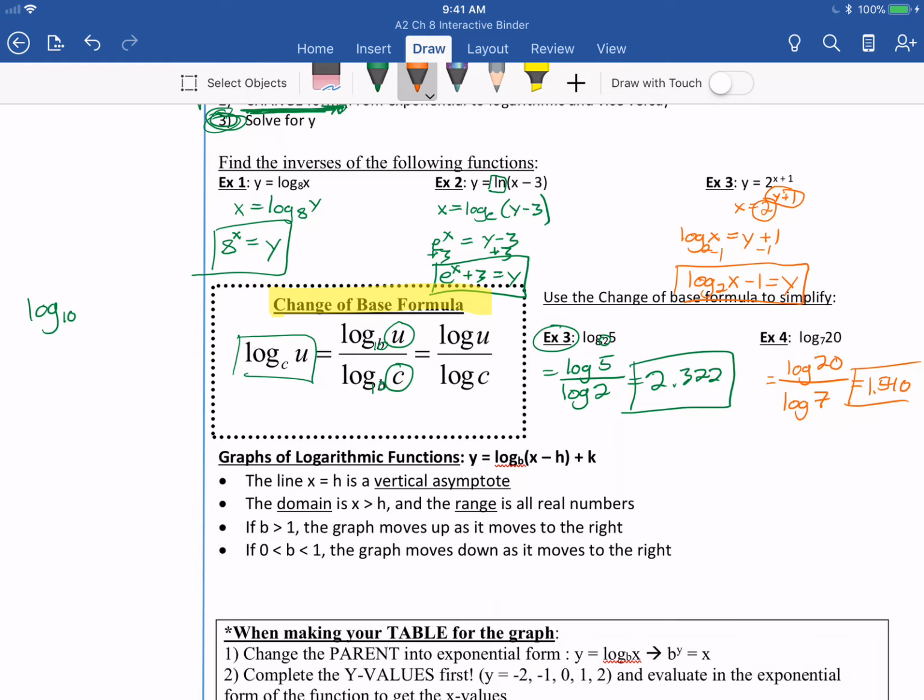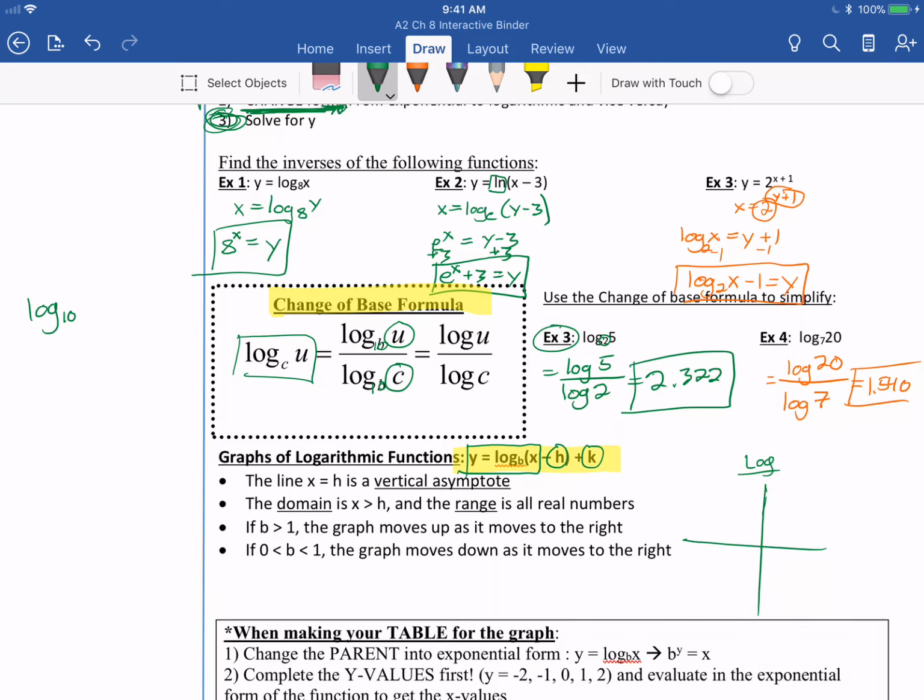All right, awesome. So here we go. Graphs of log functions. Here's the main function again. So notice how we have an h inside the parenthesis and the k outside the parenthesis. So again, we're going to graph my parent function, and then we're going to move it with my h and my k. All right, and the log functions look like this. So I'm just going to draw a little sketch here.